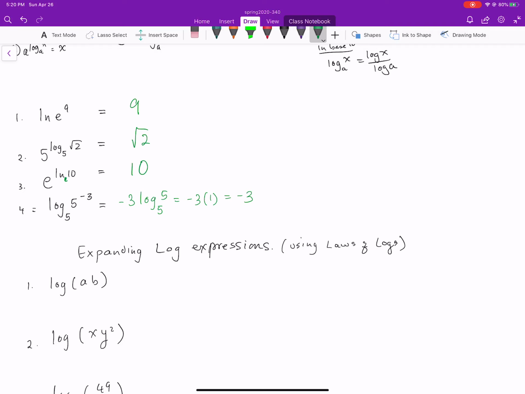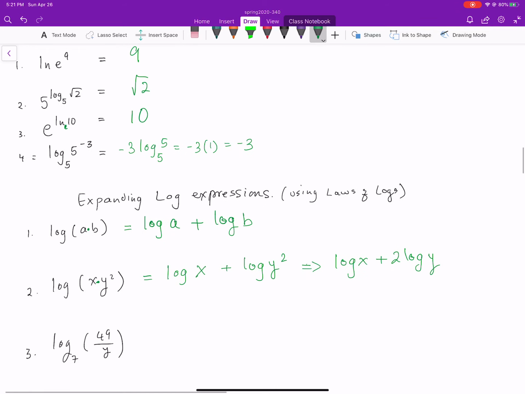Log AB seems like a product, so I can expand by writing this as log A plus log B. Over here, we're working in base 10, so that's why you don't see any base. Now question number 2 says log of x y squared. I see a product of two factors, so I can expand it as log x plus log y squared. But I shouldn't leave my answer like this, because one of the properties is the power rule: if I have an argument raised to a power, I can always drop down the power. So I can further simplify this to log x plus 2 log y.